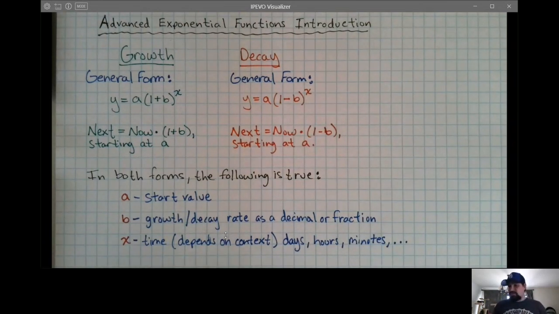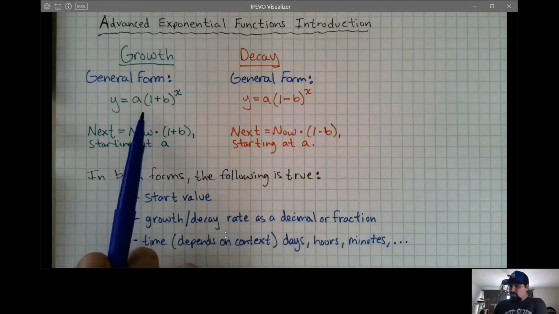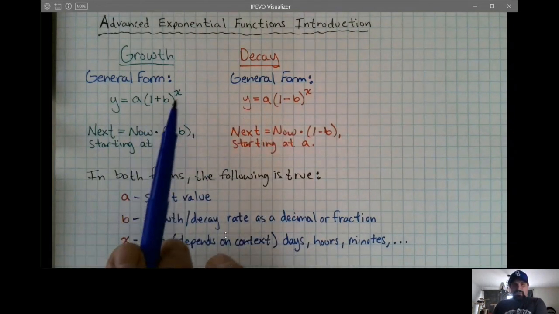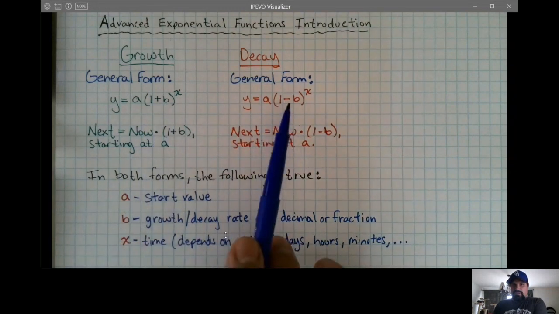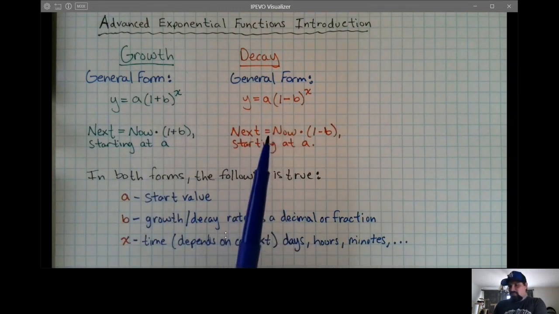All right. So this is just a super brief introduction on what these things look like. Keep in mind, the forms look almost the same. Just remember, with growth, we're adding the rate. With decay, we're subtracting the rate that we were given.